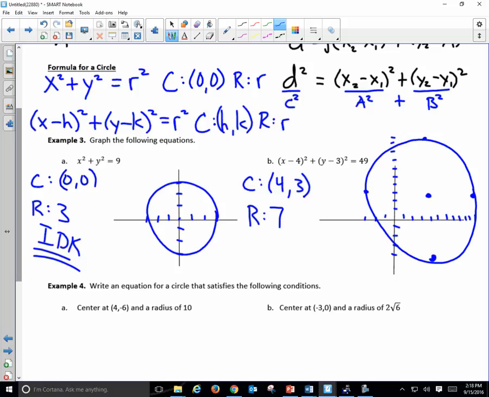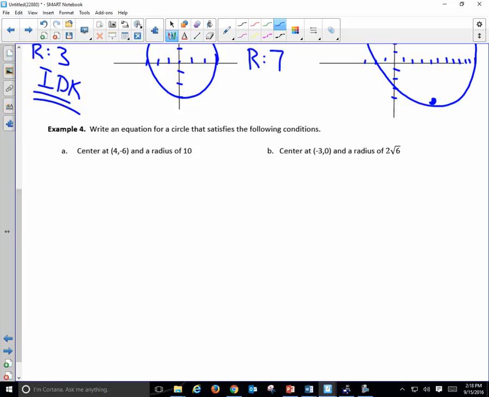So today, you're going to have two objectives. Number one, given an equation, identify the center and the radius and graph the circle. Your second objective is going to be to write an equation for the circle that satisfies the conditions. So this is no big deal. We're going to write down our formula: (x minus h) quantity squared plus (y minus k) quantity squared equals r squared. Remember that your center is h, k, and this is your radius value.